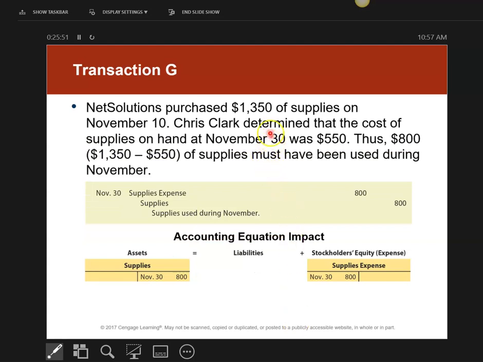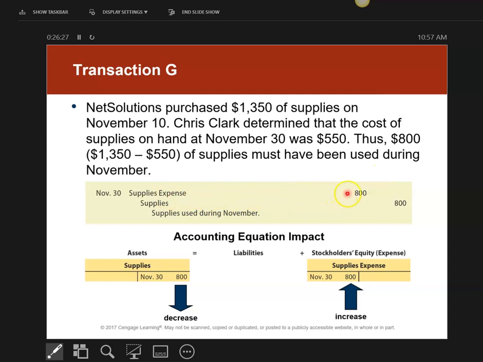Next is transaction G. This is my supplies account. This is the hardest transaction. So if you remember correctly, we had $5.50 worth of supplies left at the end of the month, but I started at $13.50. And if I have $5.50 left, the amount I used was the difference. So the amount used is the account you actually want to use. So $8.00 are used. Those are the supplies expense.